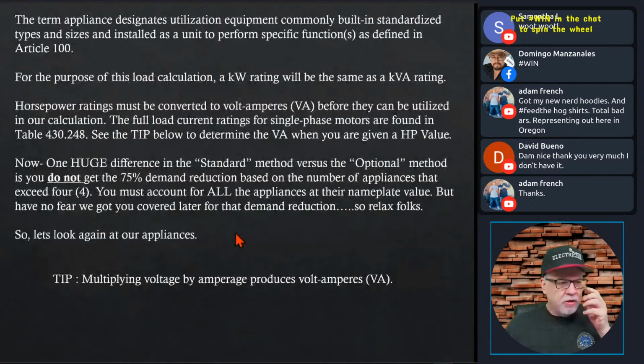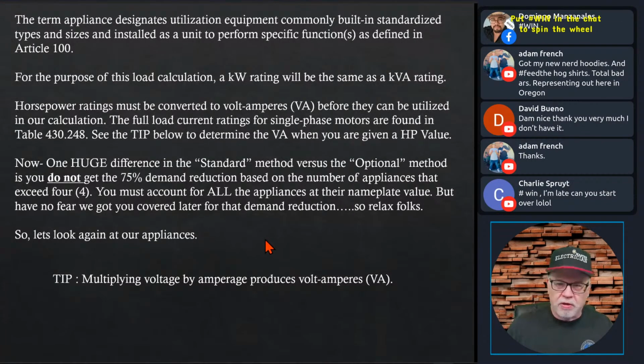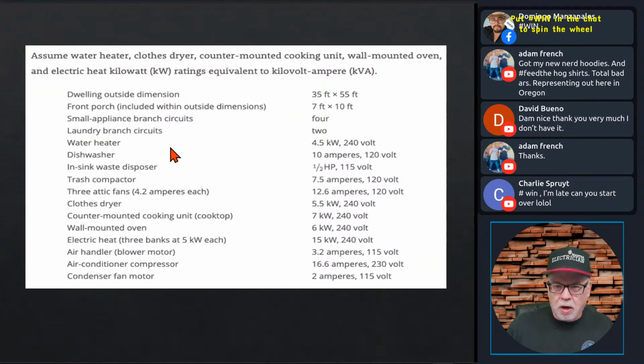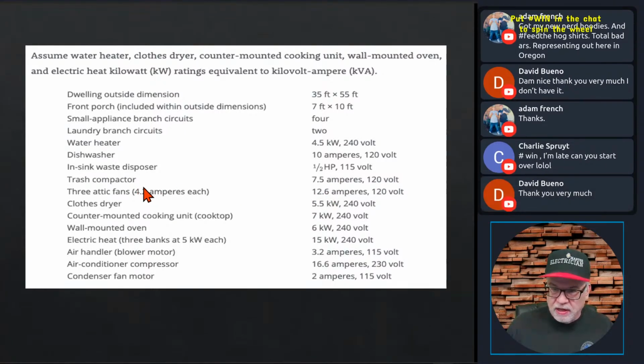Okay. All right. So now that we got that out of the way, next we can start looking at those appliances that we're working on. If you look right here, the appliances are a water heater, a dishwasher, an in-sink waste disposer, a trash compactor, and we got 3 attic fans that have a total of 12.6. That's all 3. They're 4.2 each. Okay, so those are our appliances. We'll also see how we're going to apply the dryer and so on, but those are appliances off the fact.